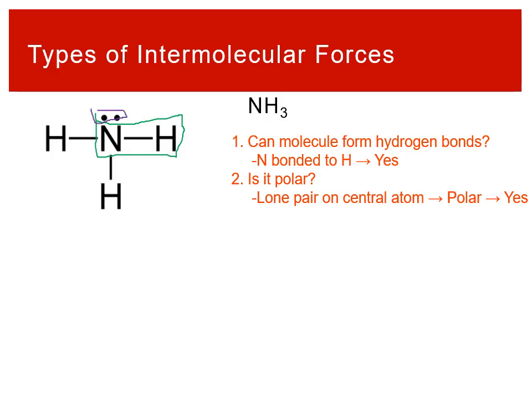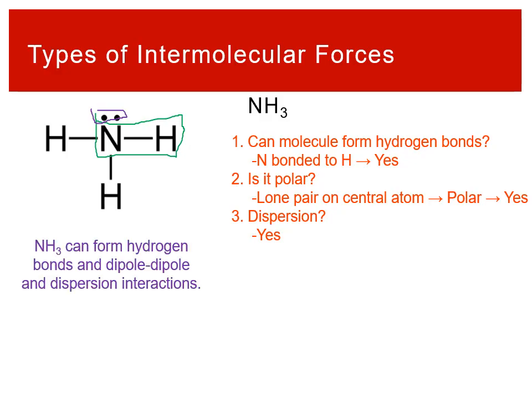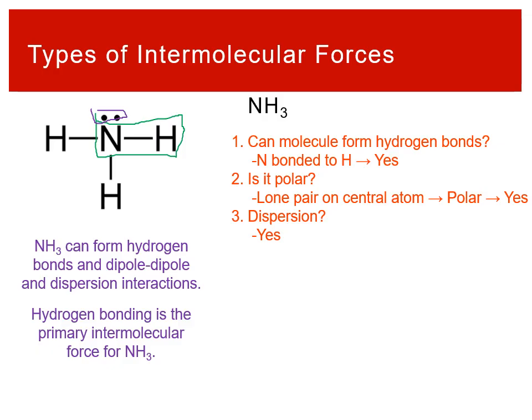It's not just 2 atoms like the CO and the H2. It's nitrogen, a central atom bonded to outer atoms. Lone pair on the central atom means it's a polar molecule. Can it form dispersion? Yes, yes, yes. Dispersion's always yes. So ammonia can form everything. It can form hydrogen bonds, it can form dipole-dipole interactions, and it can form dispersion interactions. But hydrogen bonding is primary.